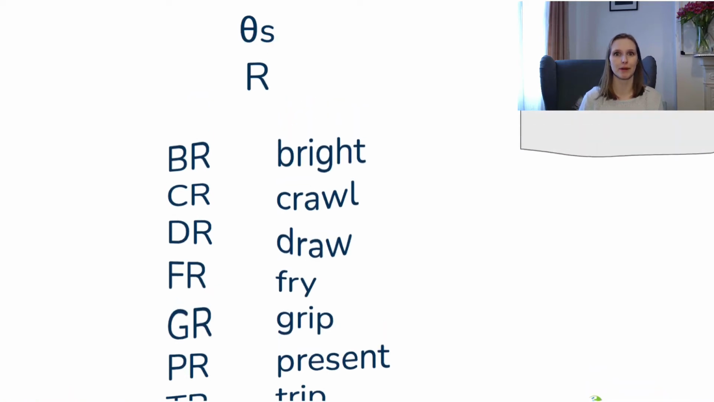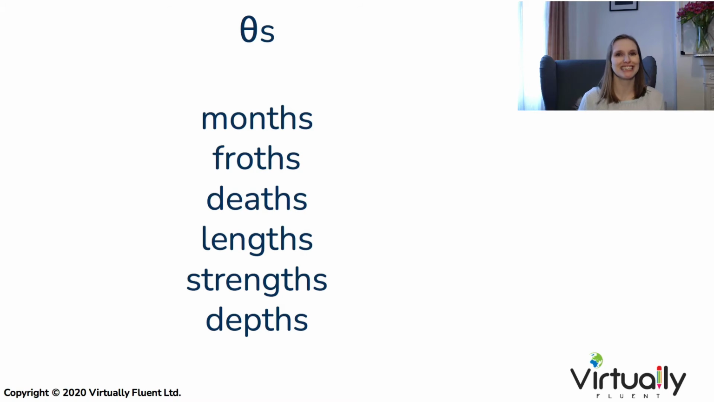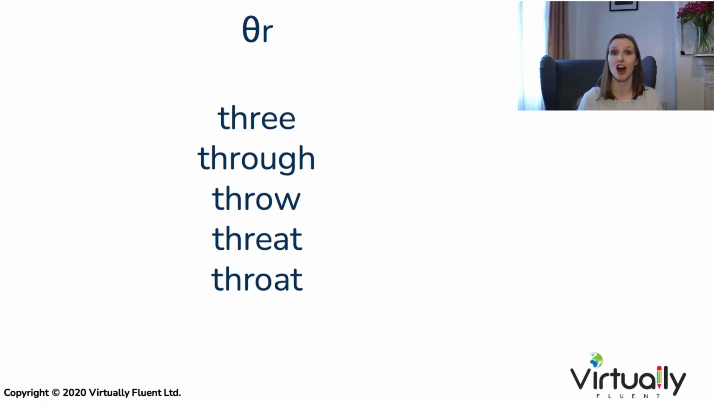Now one of the most difficult ones that I tend to find is when we have a th and then an S immediately after. We need to hear both of those separate sounds together. For example, months, froths, deaths, lengths, strengths, depths. Pretty tricky, but have a go and pronounce every single consonant. The same as th with R. Thr, thr, three, through, throw, threat, throat.